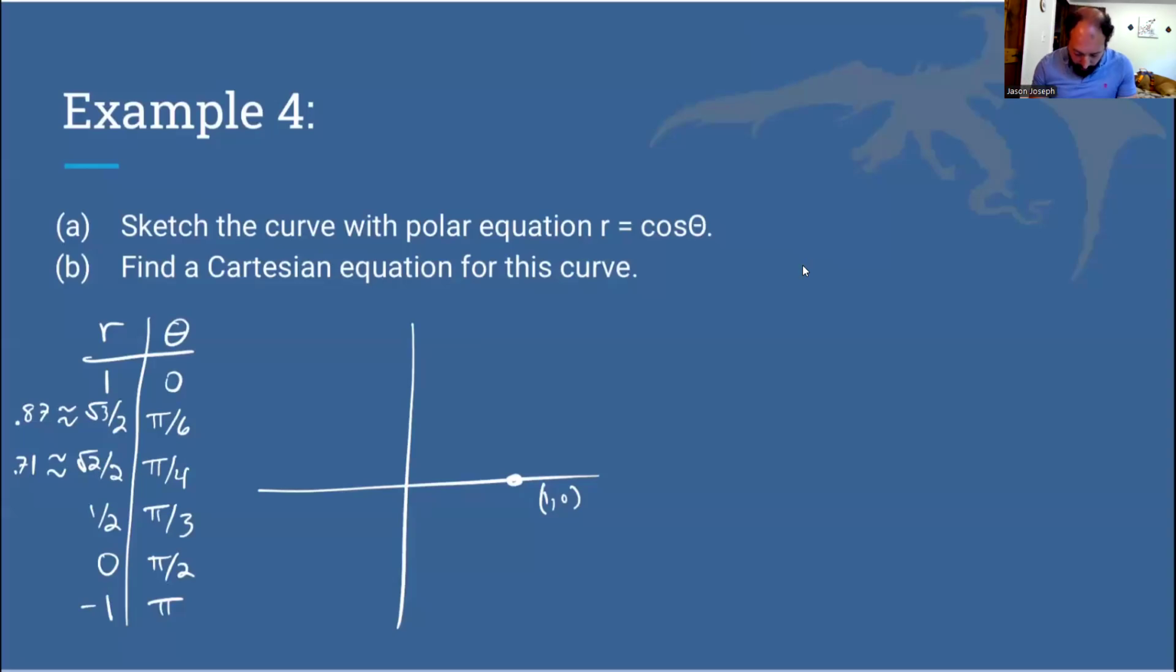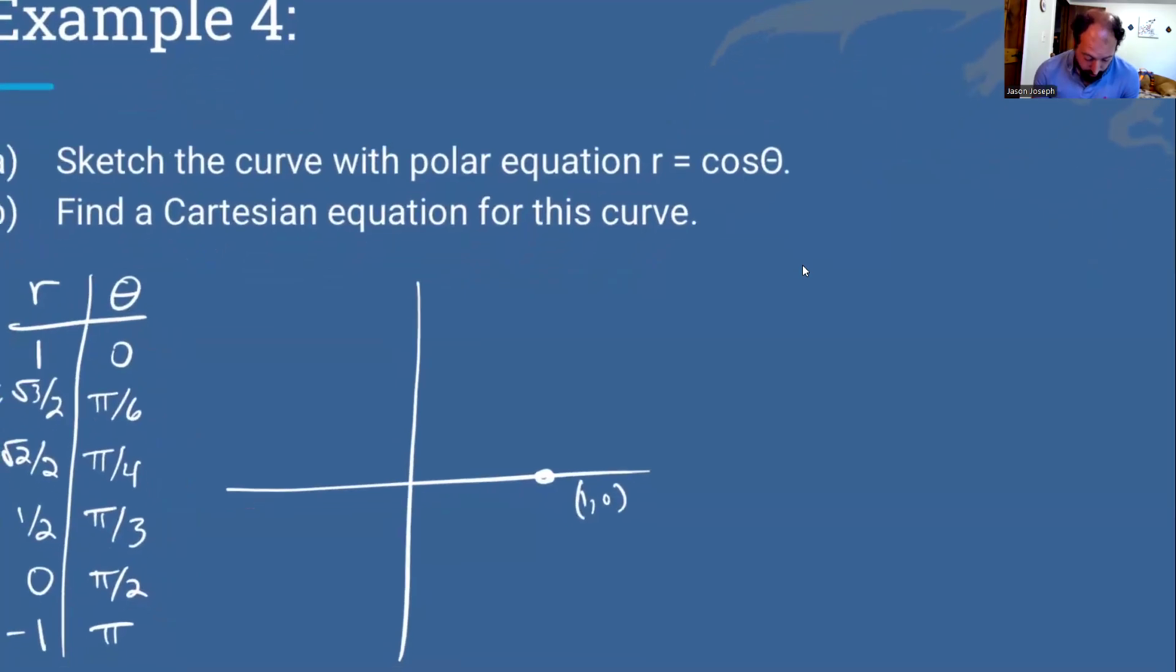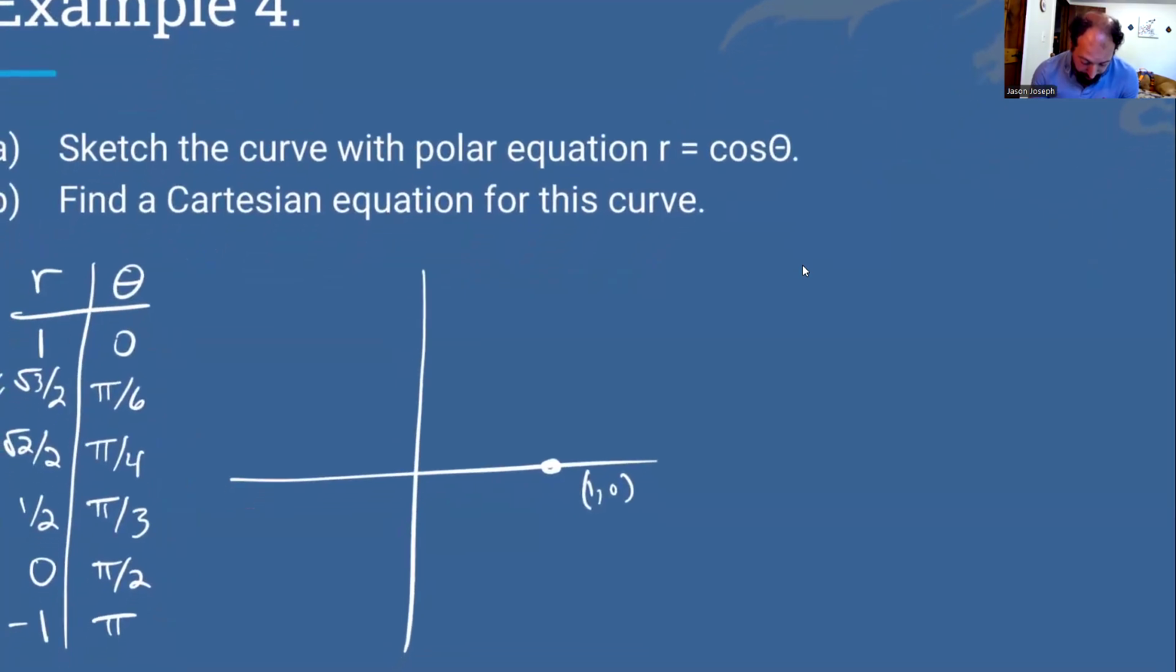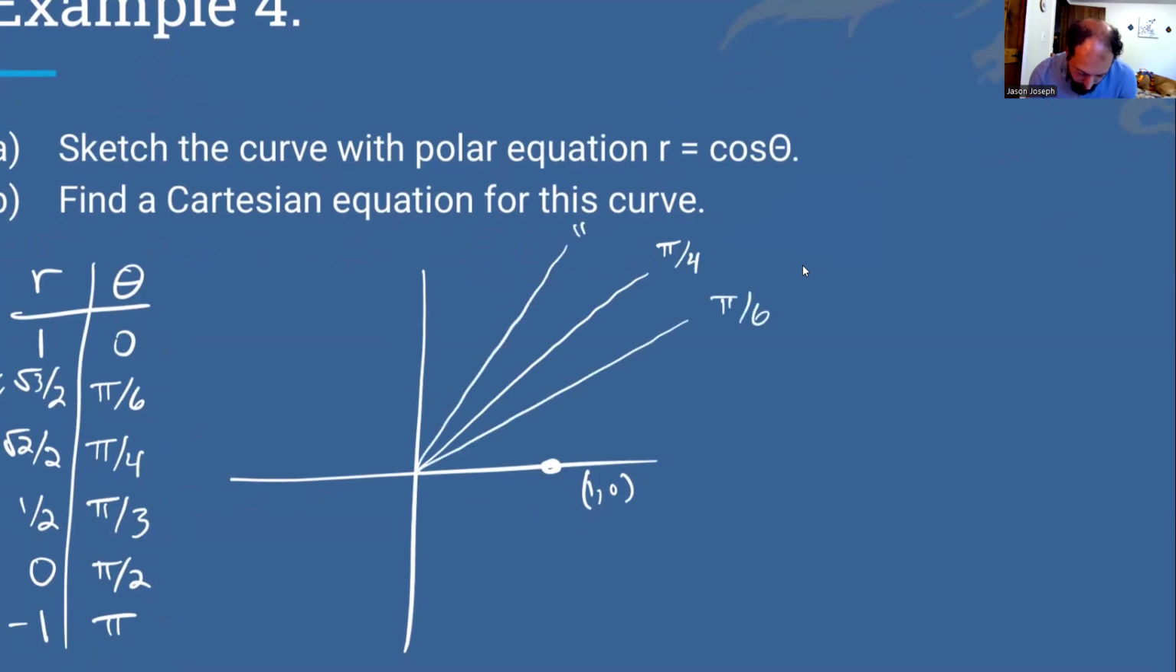All right, so I filled in some of those values and I'm going to graph them. So I'm going to sketch these angles first. This is pi over 4, pi over 6, and pi over 3, pi over 2, and pi.